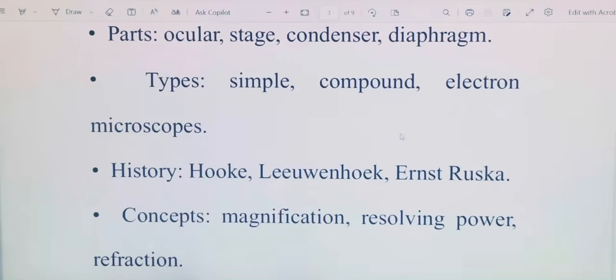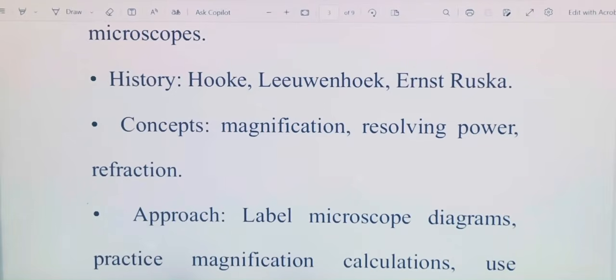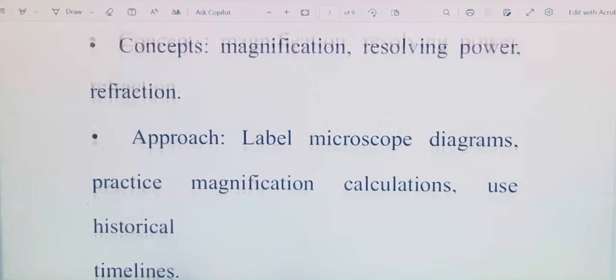Then look at the history. Look at how Robert Hooke, Leeuwenhoek and Entruska, how they contributed to the development of microscopes. Now, the concepts: look at what magnification is, what resolving power is, what refraction is as well, and of course, you have to know their formulas.